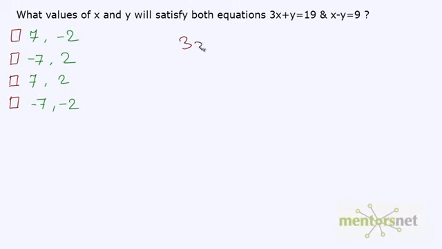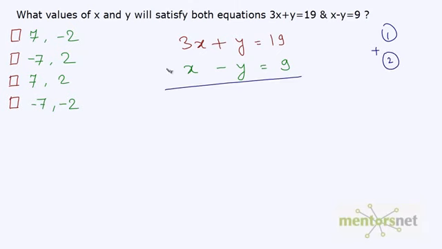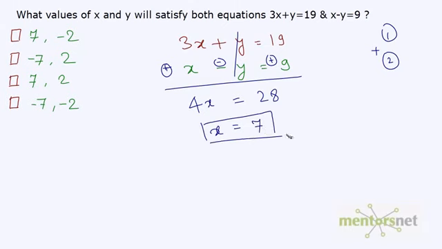So you have 3x plus y is equal to 19, and you have x minus y is equal to 9. Now you can cancel out y here if you add equations 1 and 2. So this is equation 1 plus you have to add equation 2 to it. This is plus, minus plus becomes minus, and plus plus becomes plus. So 3x plus x gives you 4x, y minus y gets cancelled out, is equal to 19 plus 9 gives you 28. Therefore x is equal to 28 divided by 4 gives you 7. So the value of x you have got as 7.